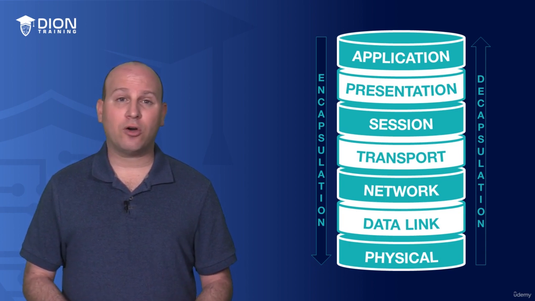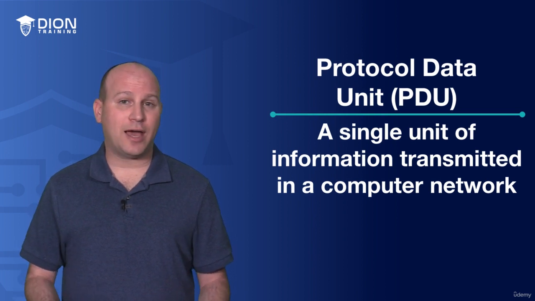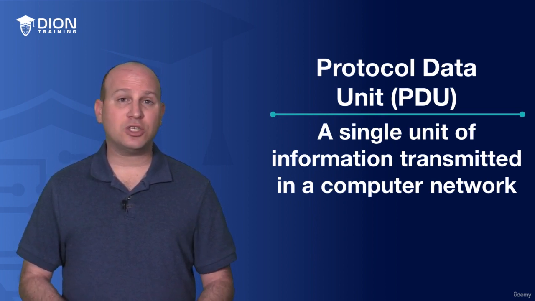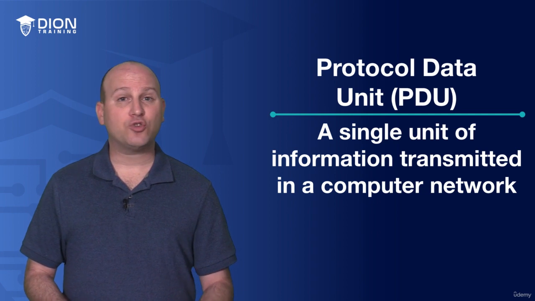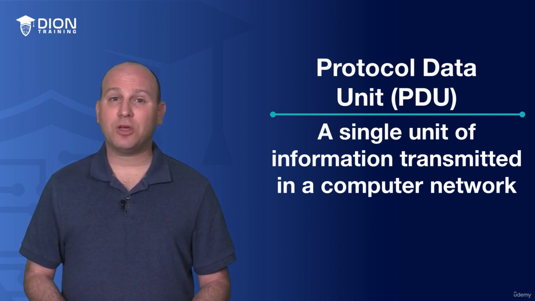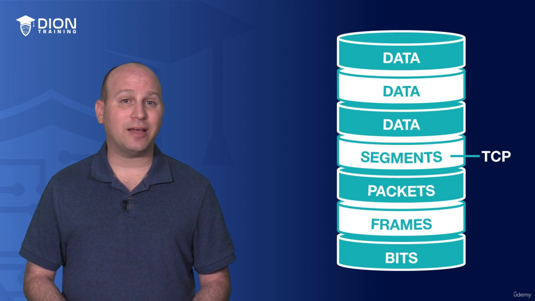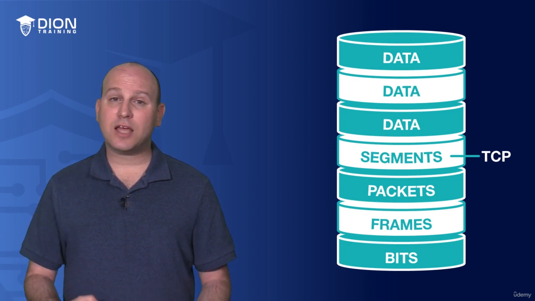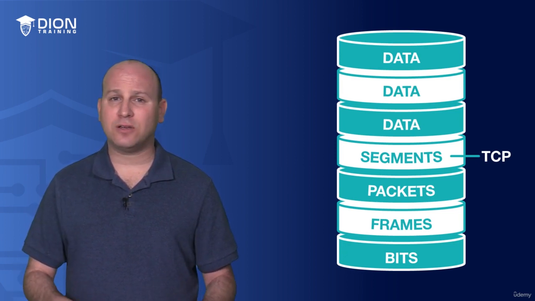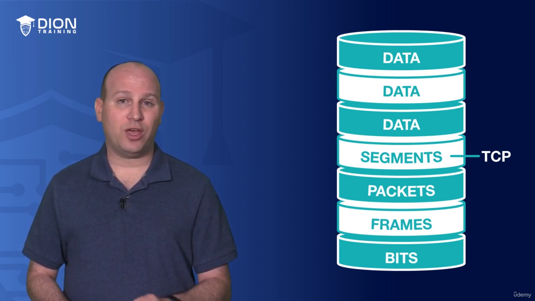In the OSI model, we use protocol data units, or PDUs, to transmit our data. A protocol data unit is just a single unit of information transmitted within a computer network. In the OSI model, they are simply called L, the layer number, and PDU. For example, L7 PDU is a layer 7 PDU. This type of terminology can be used for every single layer we have, but we also have special names for the PDUs when we reach layers 1, 2, 3, and 4.